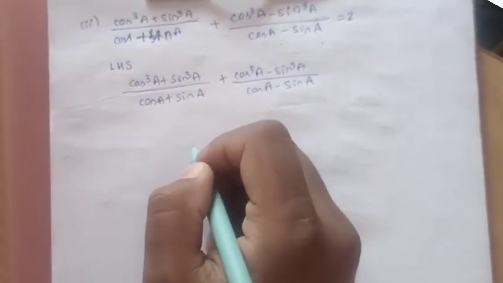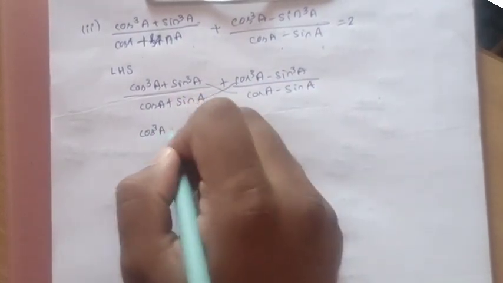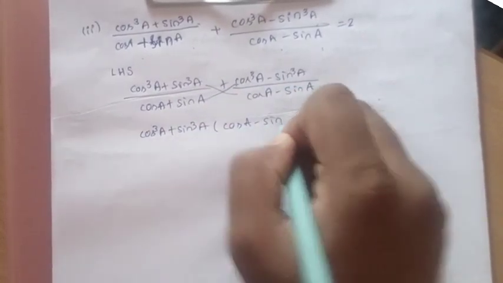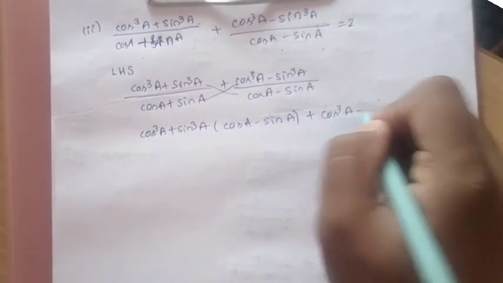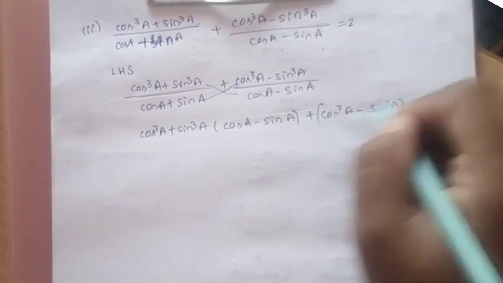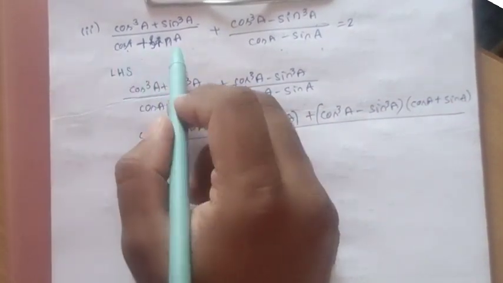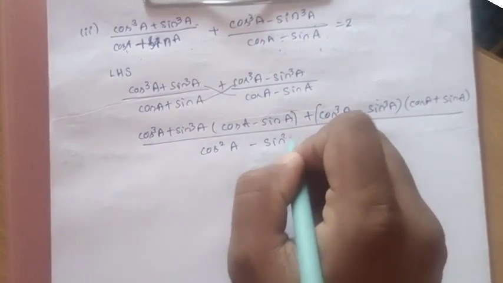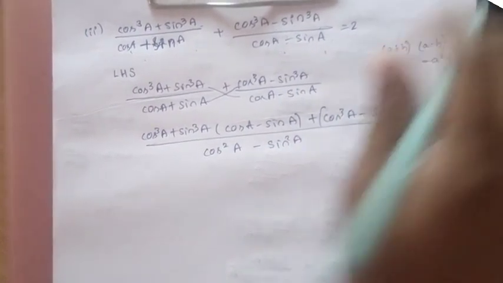In the next step we will go through cross multiplication. If you multiply this term by this term, we get cos a minus sin a, plus cos cube a minus sin cube a into cos a plus sin a, divided by, this is in the form of a plus b into a minus b, so we can write it as cos square a minus sin square a. That can be written as a square minus b square. So that is what we have written.